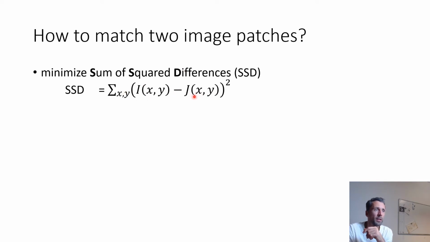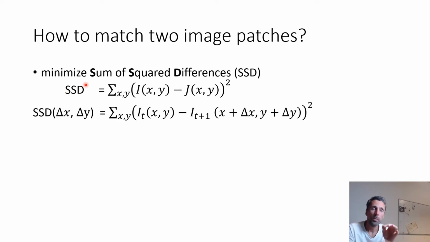Let's think of I and J as two different images with the same size. We can iterate over x and y, all the pixel positions within I and J, subtract respective pixel brightnesses, square these differences, and sum these up. Question: what would be the value for a perfect match?